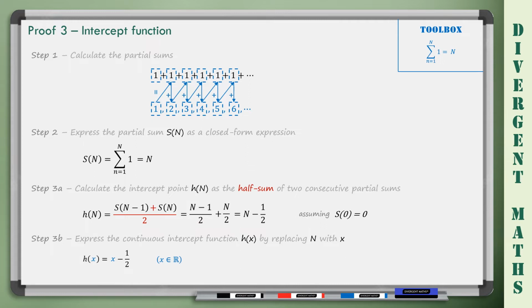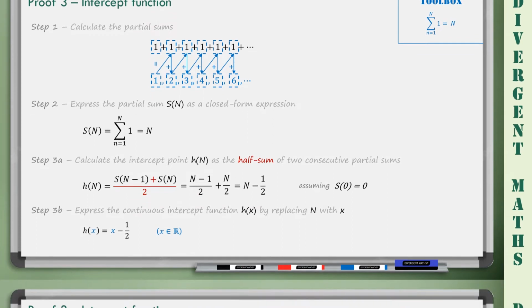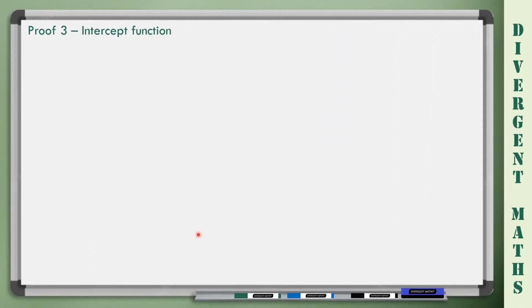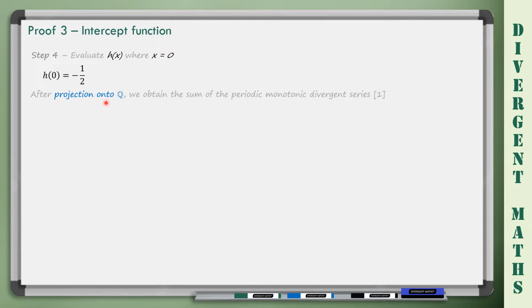Okay, and let's get more space on the next board. There's more space, we can finish the proof. So step number 4, we evaluate h of x where x equals 0. So obviously x minus 1/2 for x equals 0 becomes negative 1/2. After projection on Q, let's not forget to project. We obtain the sum of the periodic monotonic divergent series 1.